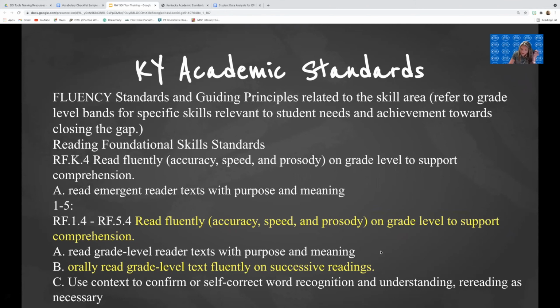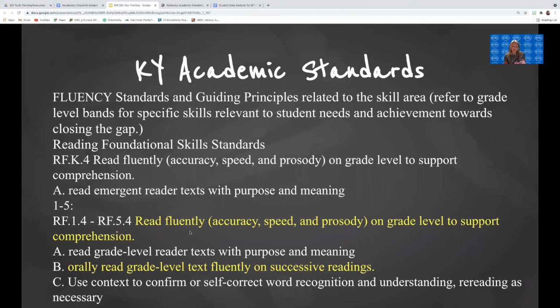So are we going to start her on a 7th grade level text because she is in 7th grade? Because it says read grade level text fluently. So is that what we're going to say? Start her out with a 7th grade text? No, it doesn't. She's reading at a 5th grade independent level. So we're going to start her at the 5th grade level because it says grade level.